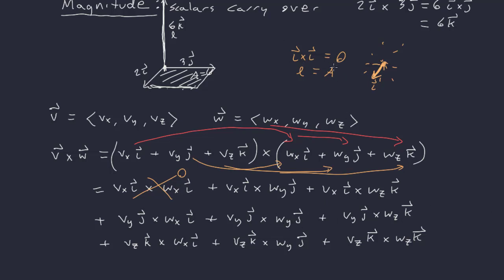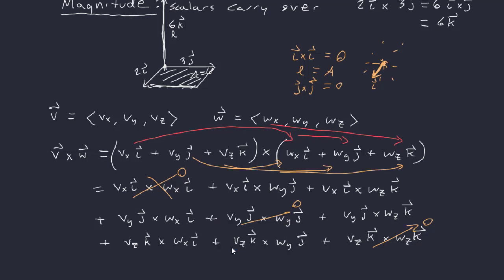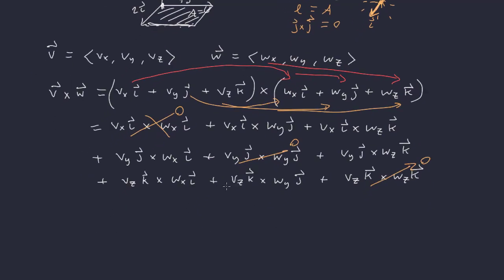So I cross I is 0, J cross J is 0, K cross K is 0. So this one that gives us the J cross J is 0, and this one that gives us the K cross K is 0. So those guys disappear, and now we're going to replace a lot of these things with what they end up being. Like I cross J, that's K. So we're going to get Vx, Vy, K. Right? So that's what that comes out to be.